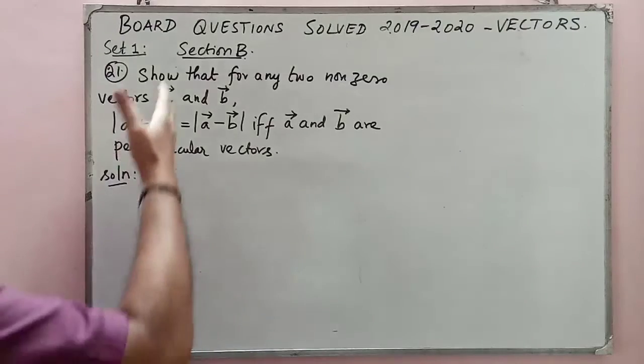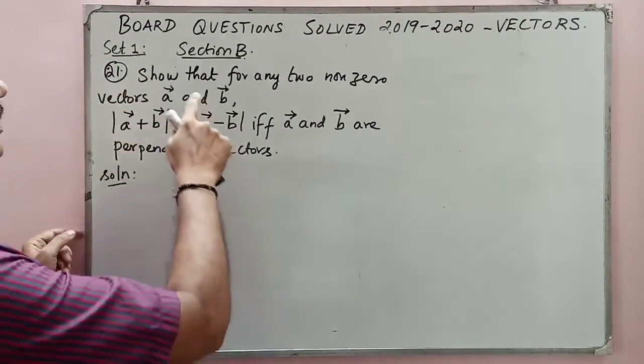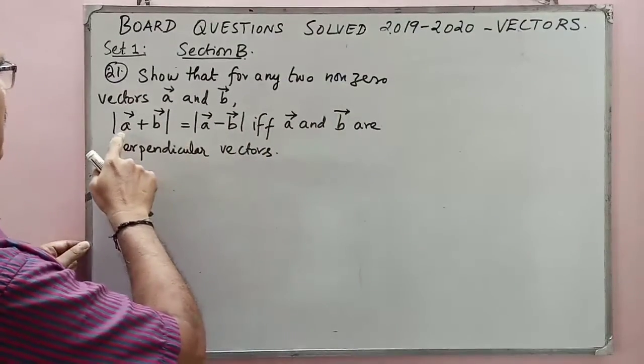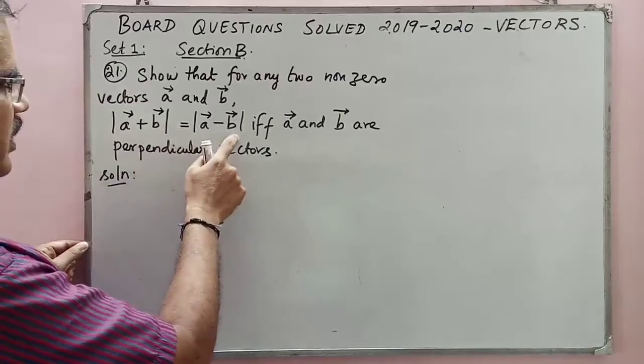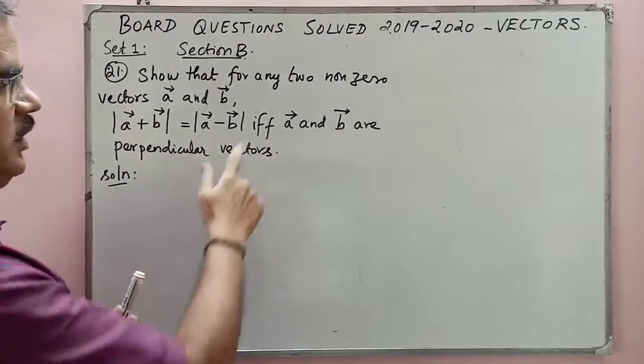This is given in Section B, 2 marks question in Set 1. That's the 21st question. The question says: show that for any two non-zero vectors A and B, magnitude of A plus B equals magnitude of A minus B, if and only if A vector and B vector are perpendicular vectors. If and only if.